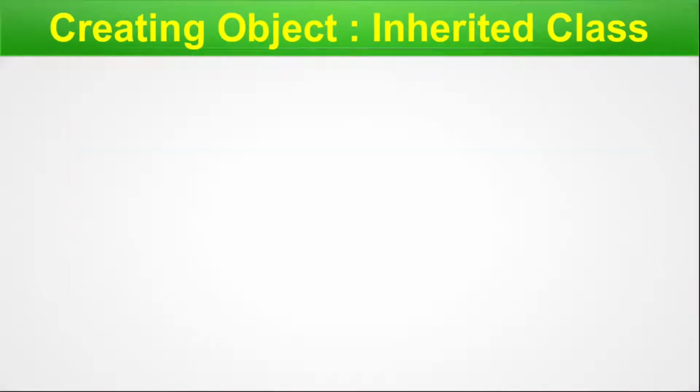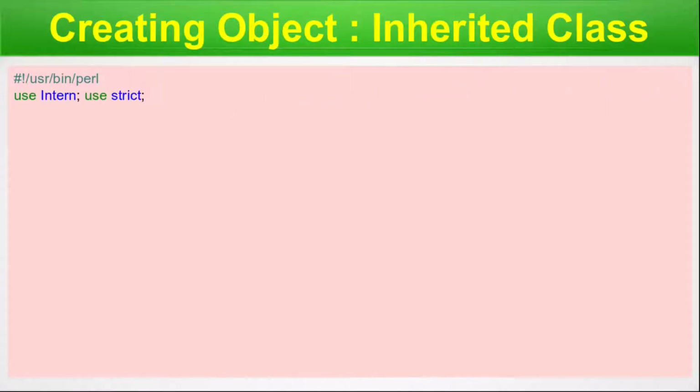Creating an object of the inherited class. Now we start, it's a separate file, so we again start with the hashbang, /bin/perl, and this is a path, and then we use Intern and use strict. Okay, and here again I am checking, using the test as I've done earlier, whether Perl is fooling us or really turning the database into an actual object or class.